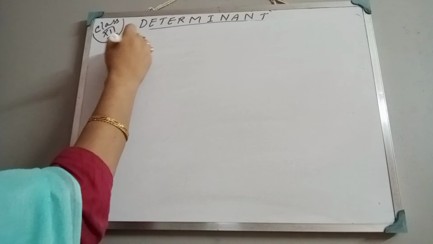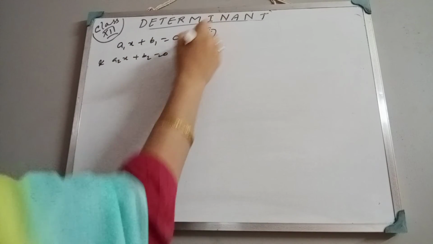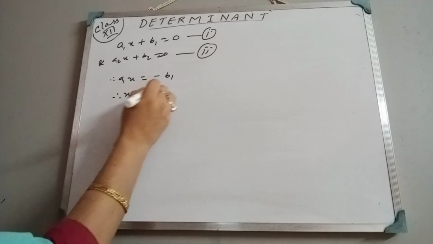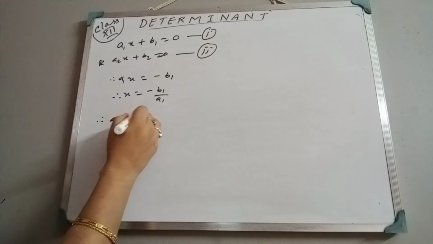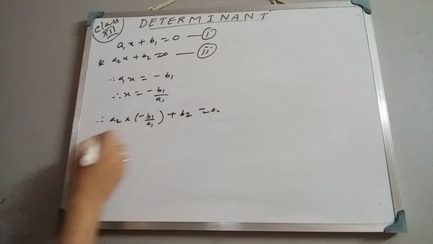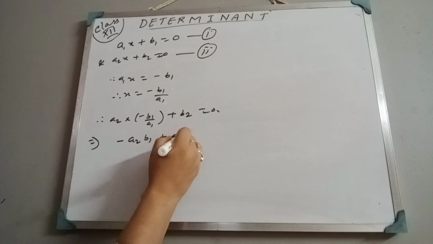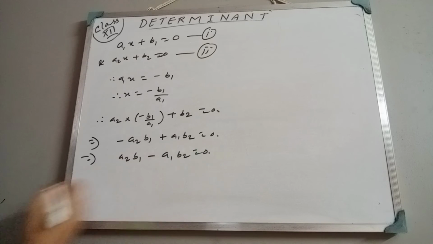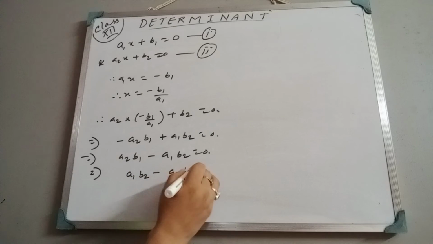Similarly, from the equations a1x plus b1 equals 0 and a2x plus b2 equals 0, make it equation number 1, and this is equation number 2. Then we get a1x equals minus b1, therefore x equals minus b1 by a1. Now putting the value of x in equation 2, we get a2 into minus b1 by a1 plus b2 equals to 0. That implies minus a2b1 plus a1b2 equals 0. If we take minus common, then a1b2 minus a2b1 is equal to 0.